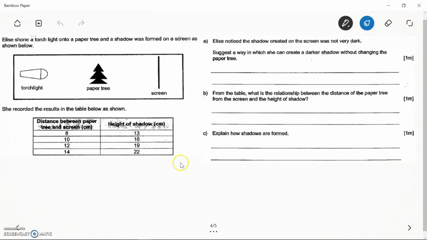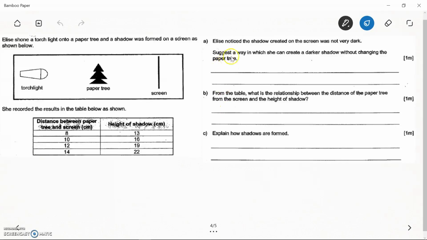Okay, now this is a light question. Light questions usually ask you to identify relationships. They will ask you about basic properties of light: light travels in a straight line, how shadows are formed, and how the size of the shadow changes, or the sharpness of the shadow changes. All these you must know.